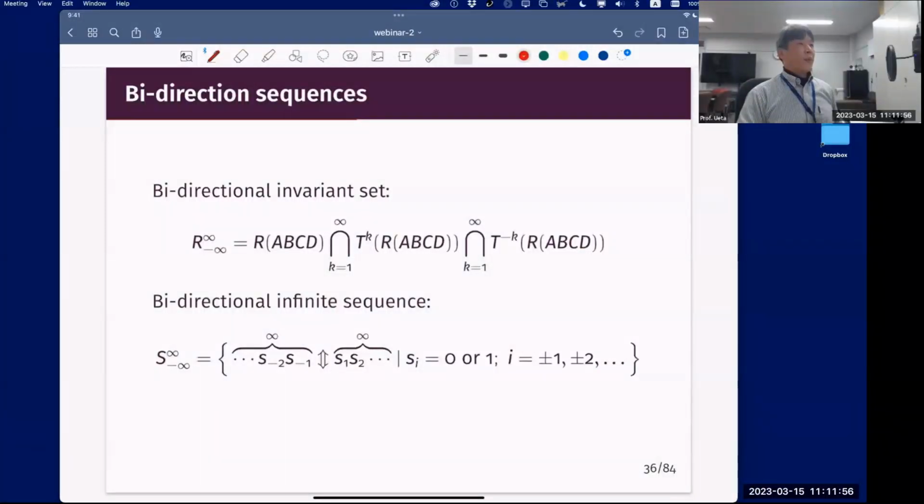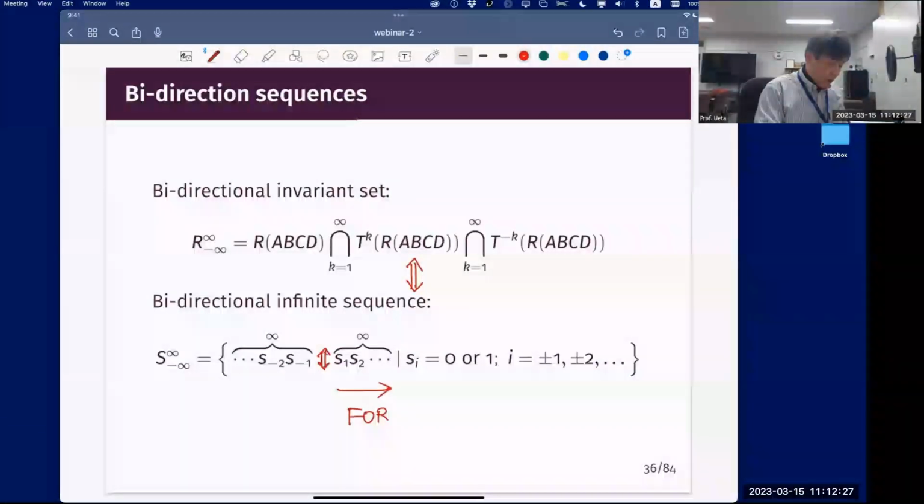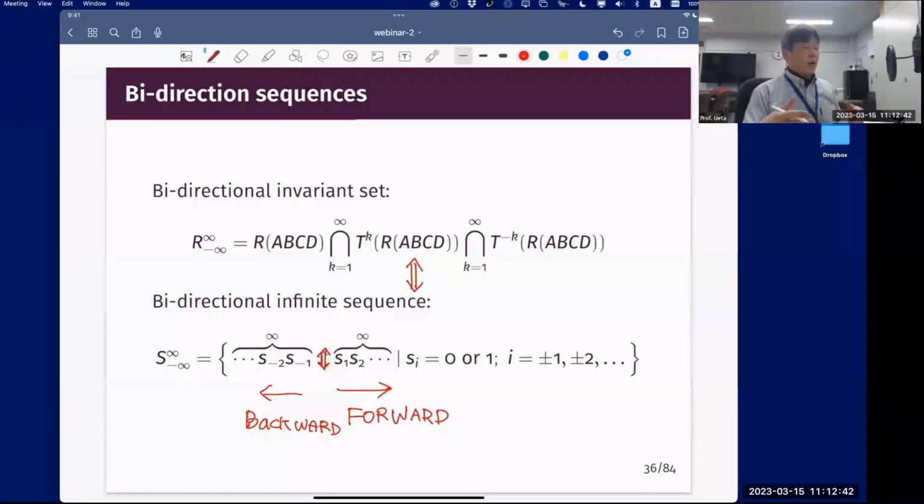Okay, combine them. You have a bidirectional invariant set. So according to this, you have a bidirectional infinitely long sequence. In the intermediate situation, you have the cursor, both hands: for the right, forward, and for the left-hand side, backward. Okay, you have the corresponding very complex structure of the horseshoe structure. You have the corresponding sequence.